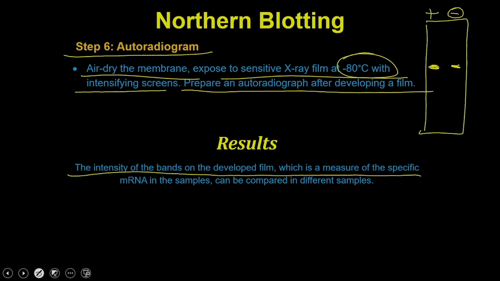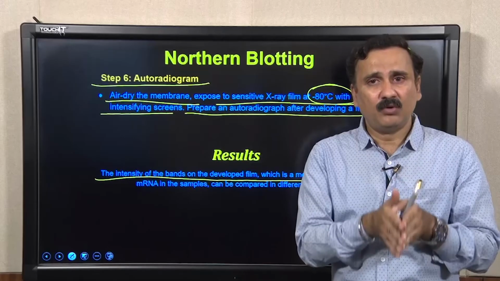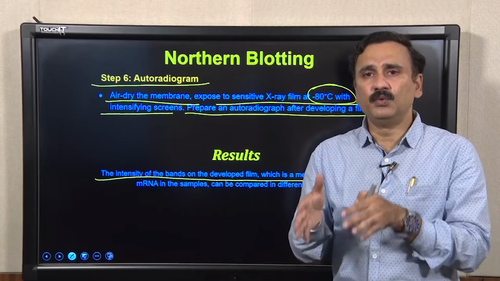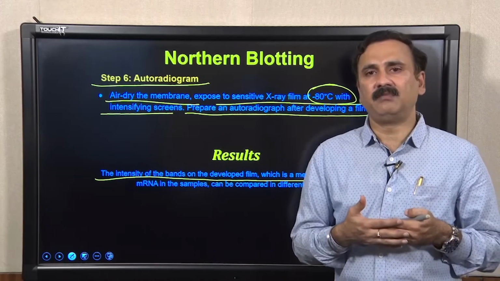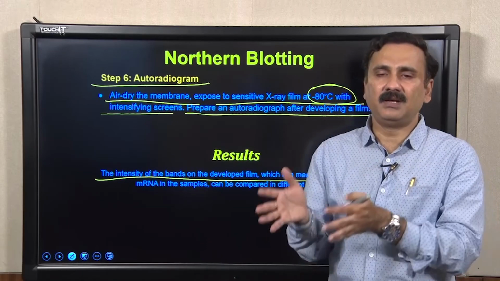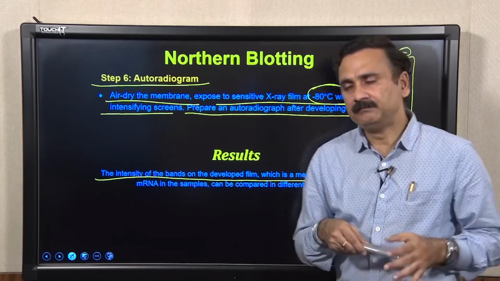So, the Northern blot is always used to detect the level of gene expression of that particular gene at that particular moment. So, it is actually used to measure the activity of that particular gene under particular conditions.